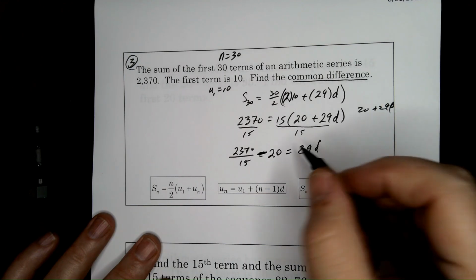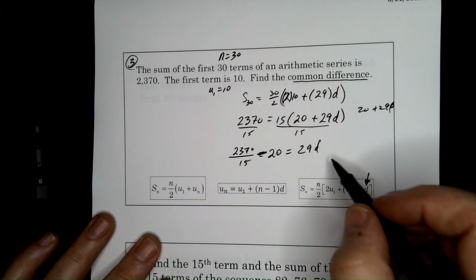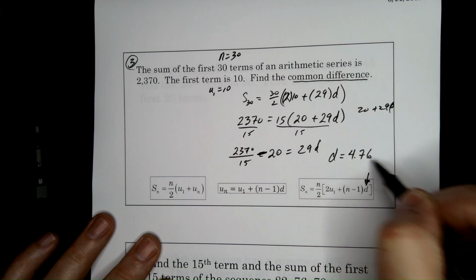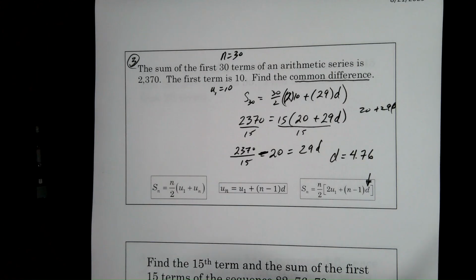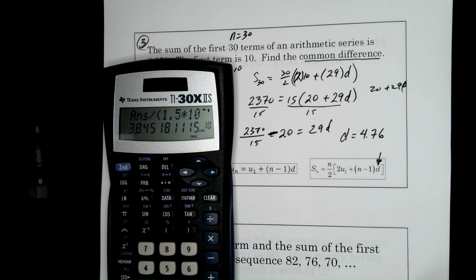And then just divide both sides by 29, and you're going to get D equals 4.76. So in case you don't believe me, let's get the calculator out right here. Let's see, can we see that display? I think so. Let's clear that.